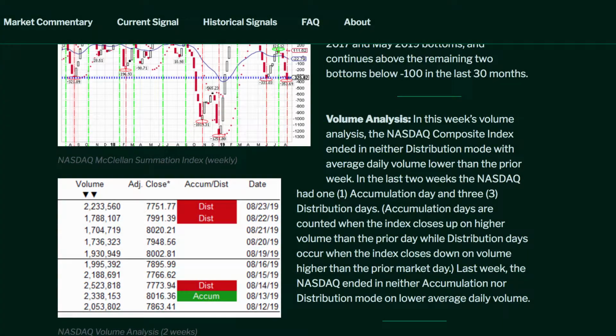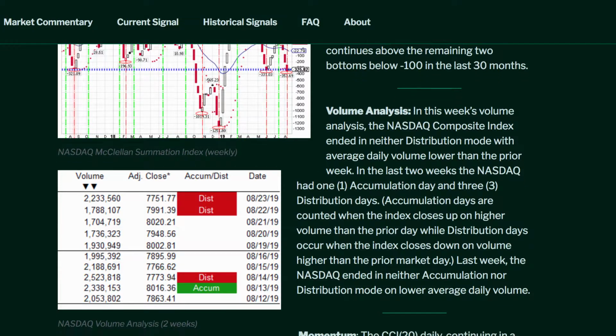Volume analysis. In this week's volume analysis, the Nasdaq Composite Index ended in neither accumulation nor distribution mode, with average daily volume lower than the prior week. In the last 2 weeks, the Nasdaq had 1 accumulation day and 3 distribution days. Accumulation days are counted when the index closes up on higher volume than the prior market day, while distribution days occur when the index closes down on volume higher than the prior market day. Last week, the Nasdaq ended in neither accumulation nor distribution mode on lower average daily volume.